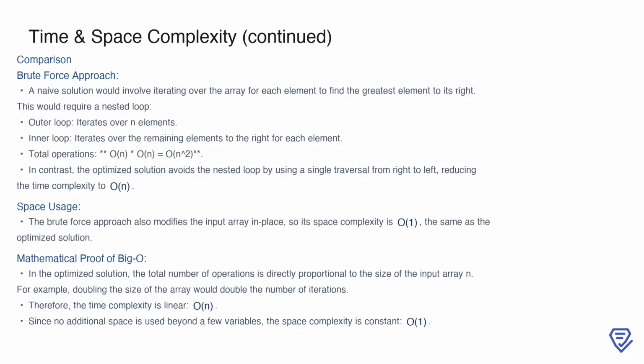Regarding space usage, both the brute force and optimized solutions modify the input array in place, so their space complexity is the same, O(1). Finally, the linear time complexity of the optimized approach can be mathematically verified since the number of operations directly scales with the size of the input. Doubling the size of the array doubles the number of iterations, confirming that the time complexity is O(n). With no additional space required beyond a few variables, the space complexity remains constant at O(1).